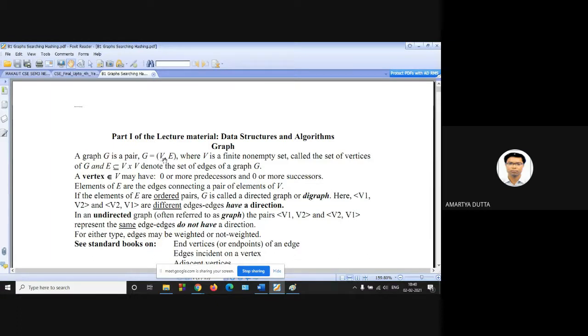So a graph G is a pair where V is the finite non-empty set called the set of vertices, and E is a subset of V cross V that denotes the set of edges of the graph G. A vertex that belongs to capital V, any vertex of your graph, may have zero or more predecessors and zero or more successors.